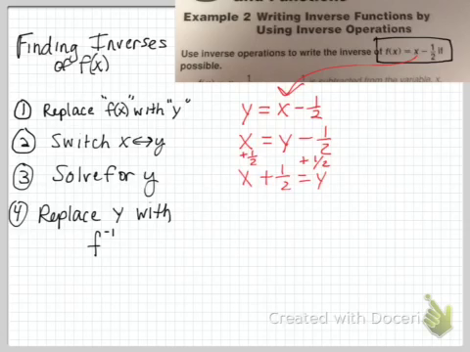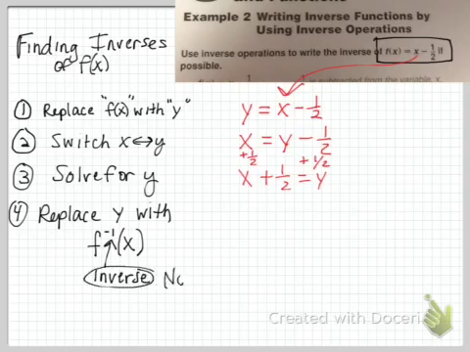It has nothing to do with an exponent. That -1 actually means inverse, not an exponent. So maybe write yourself a note. It means inverse, not an exponent. So we're not taking anything to the -1 or anything. This is just our way of saying we just found the inverse of f of x.